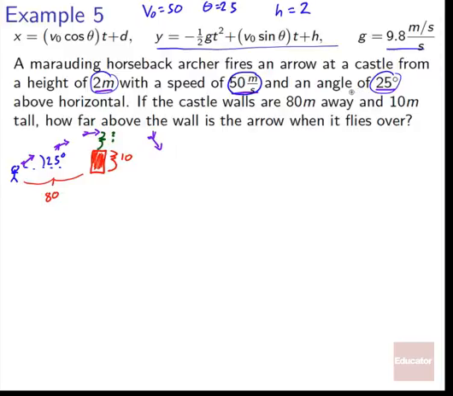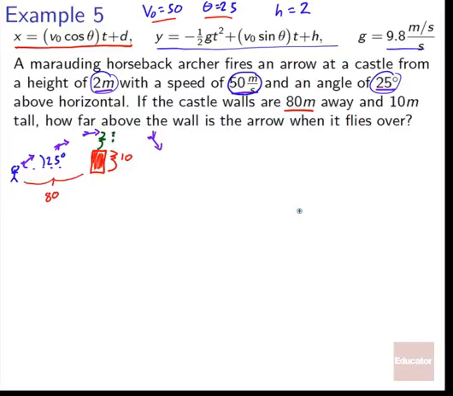But we don't know what time it is before it manages to make it over those walls. So what we need to do is we first need to figure out when does it make it to the walls? At what point is it at the walls? So x equals v naught cosine theta t plus d. So we know what v naught is, it was 50. We know what theta is, it's 25. We know how far they are, so we know what our x value is going to be, it's 80 meters away. So finally, what is our d? That's the one thing we don't know there, right?